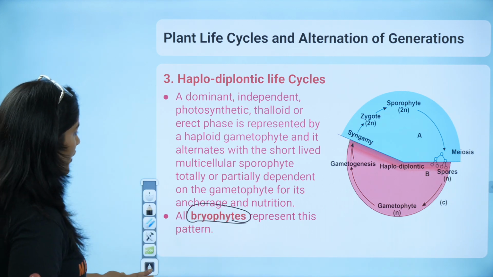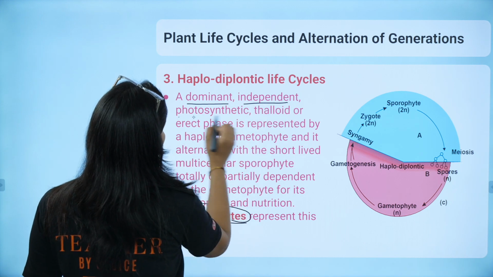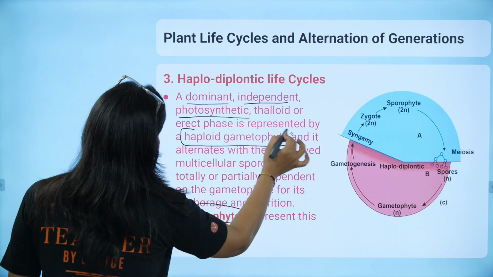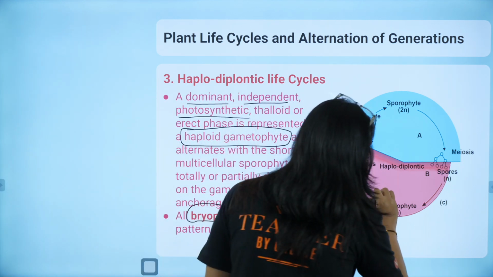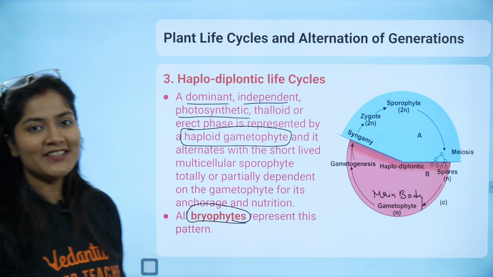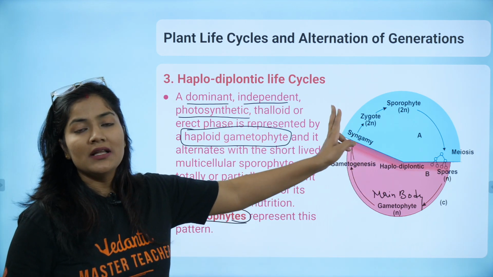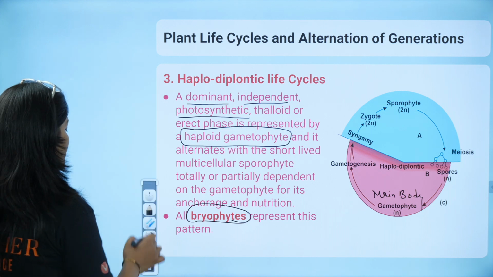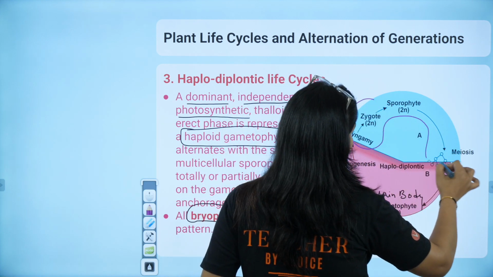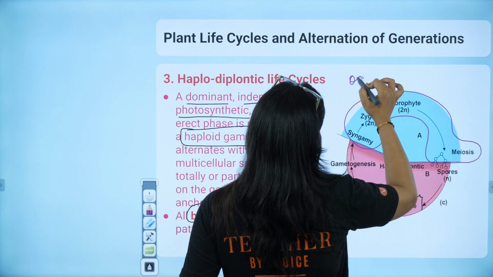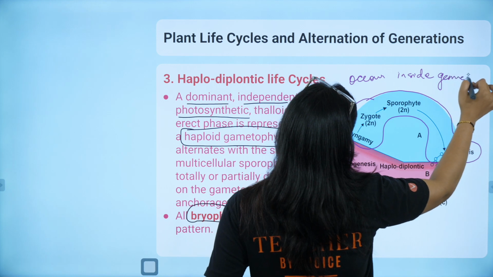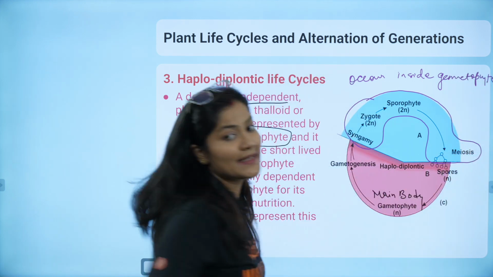This is represented by a bryophyte where the dominant, independent, photosynthetic, thalloid, erect phase is represented by your haploid gametophyte. So the main plant body is your gametophyte, right? This gametophyte is going to result in the formation of the gametes. The gametes will undergo syngamy, resulting in formation of the zygote and your sporophyte. Now all this process is going to occur inside the gametophyte, which means your sporophyte is dependent.